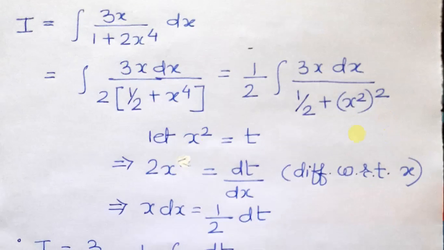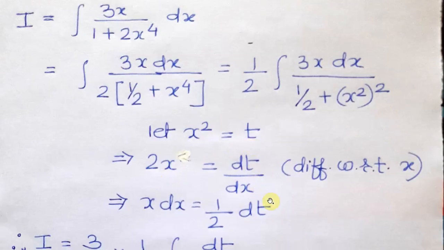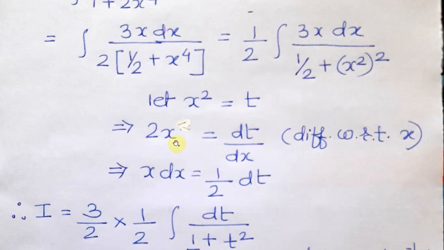X square, if I take t, the derivative of x square will be equal to 2x, and the derivative of t will be dt upon dx. If I shuffle the terms, dx will be transferred here and 2 will come in the denominator of dt. So you will get this equation. Now in place of x dx, I am keeping half of dt. So I am keeping the half out and dt will be in the numerator.